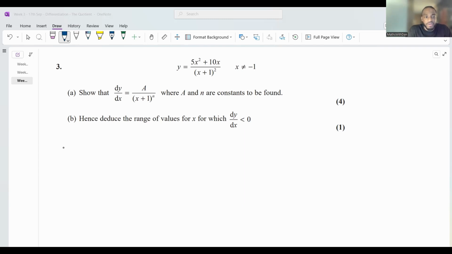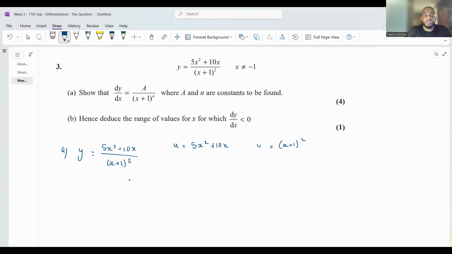Now, the first thing we have here is, remember, we're dealing with a fraction, a quotient, right? So we know that we need to apply the quotient rule. So let me just write out again: y is going to equal 5x squared plus 10x over (x plus 1) all squared. Remember, u is always your numerator, so 5x squared plus 10x. v is your denominator, so it's (x plus 1) all squared.